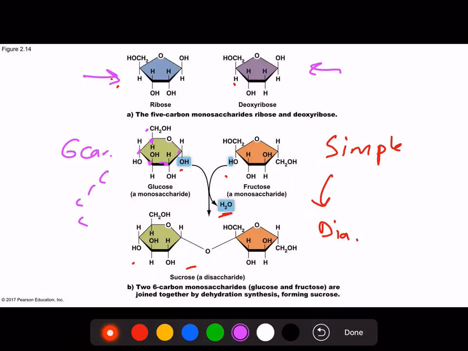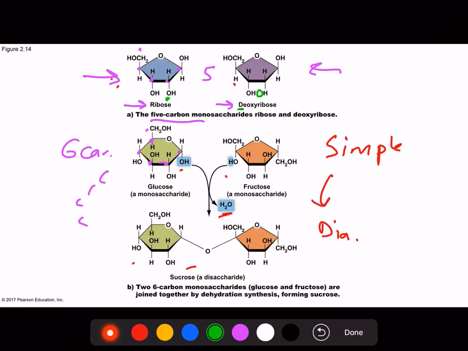Now, the other form of sugars that we are interested in knowing for this course is the 5 carbon monosaccharides. Here they are 5 because 1, 2, 3, 4, 5. And we have two forms, ribose and something else called deoxyribose. Both of them are 5 carbon sugars. Now, the difference is this oxygen. In the ribose, it has this oxygen. In the deoxyribose, it's missing.